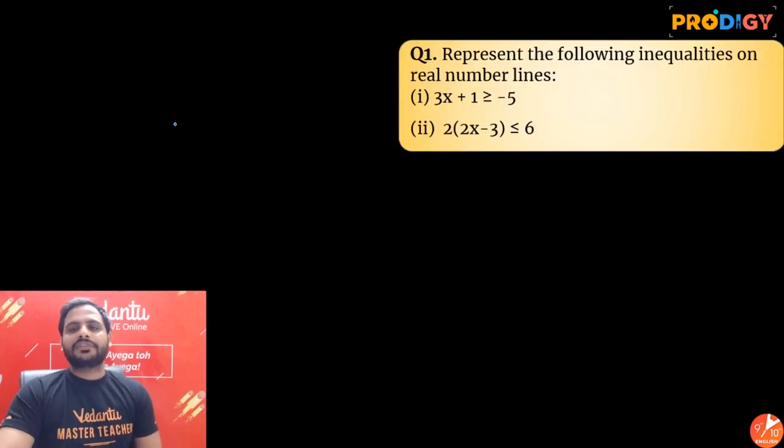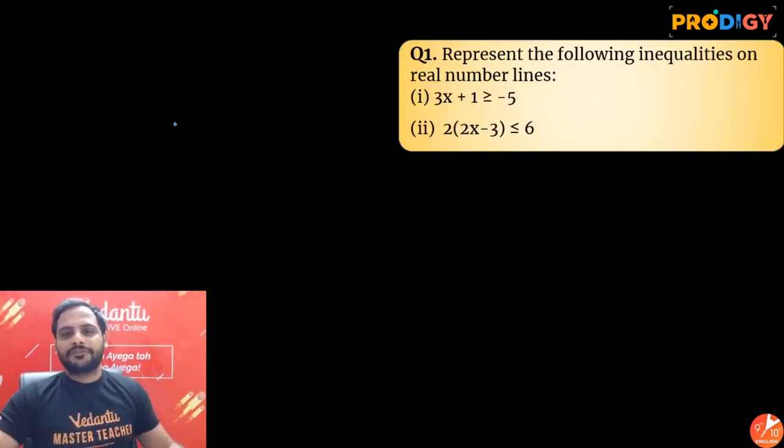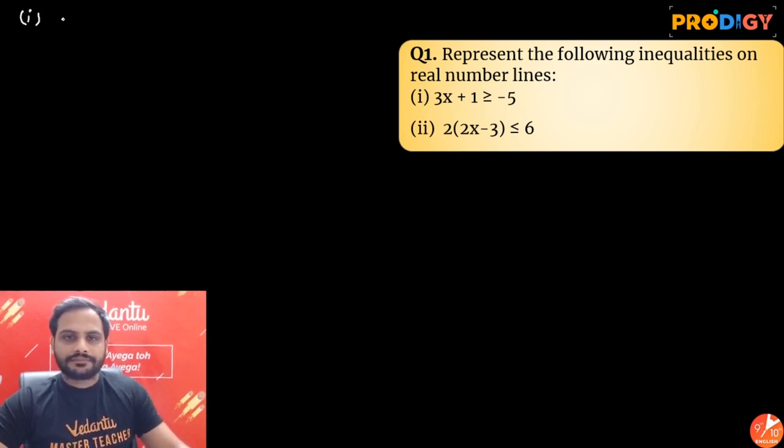Alright, let's solve some questions. First one, represent the following equation on the real number line. Real number line means real numbers, all x belongs to real numbers. Alright, okay. First one, 3x plus 1 is greater than or equal to minus 5.